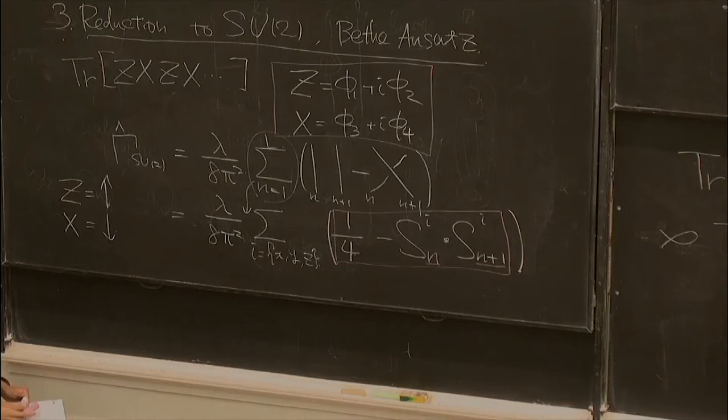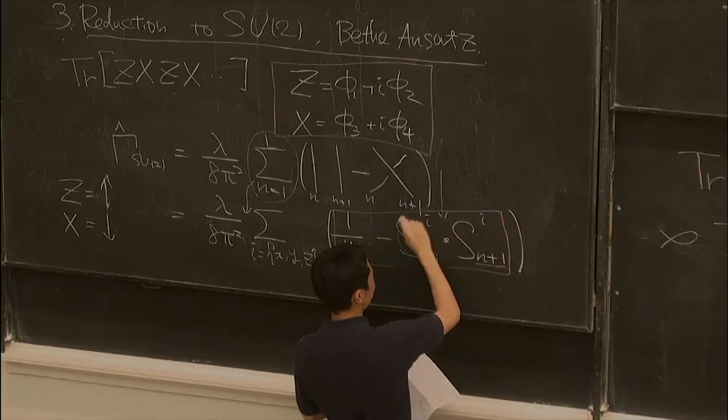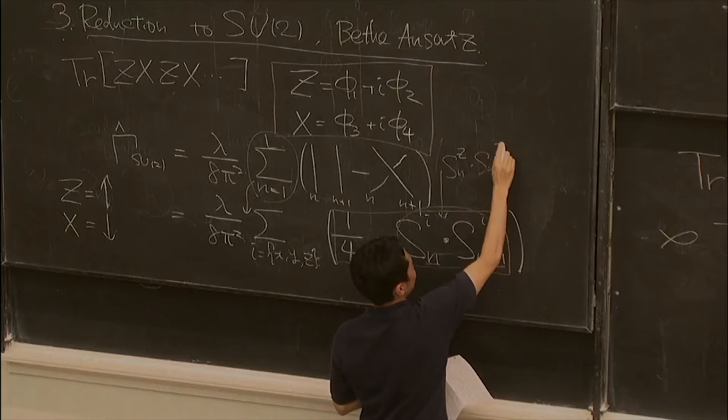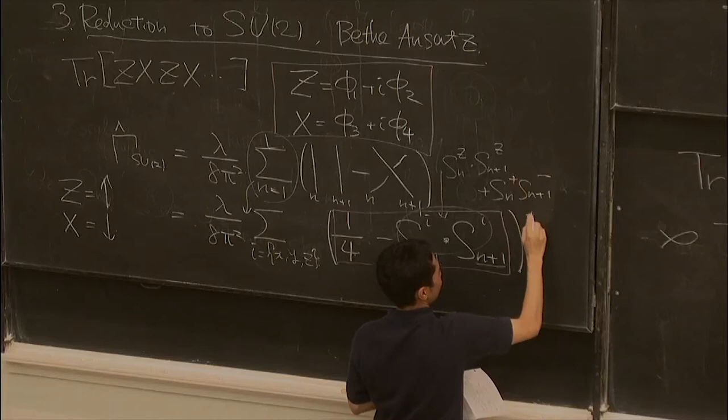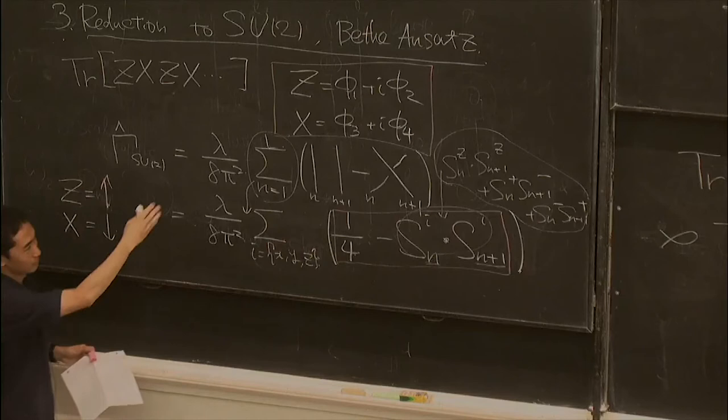Right. So, well, it might not be so clear, but you can show it by rewriting this part in this way: S_n^z S_{n+1}^z plus S_n^+ S_{n+1}^- plus S_n^- S_{n+1}^+. So if you rewrite it in this way, and then see how it acts on these two neighboring fields, then you can confirm by yourself that this action is the same as the action above.